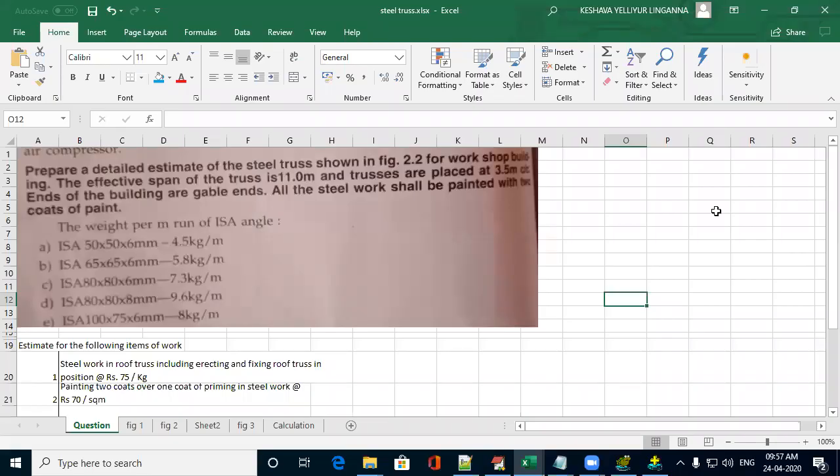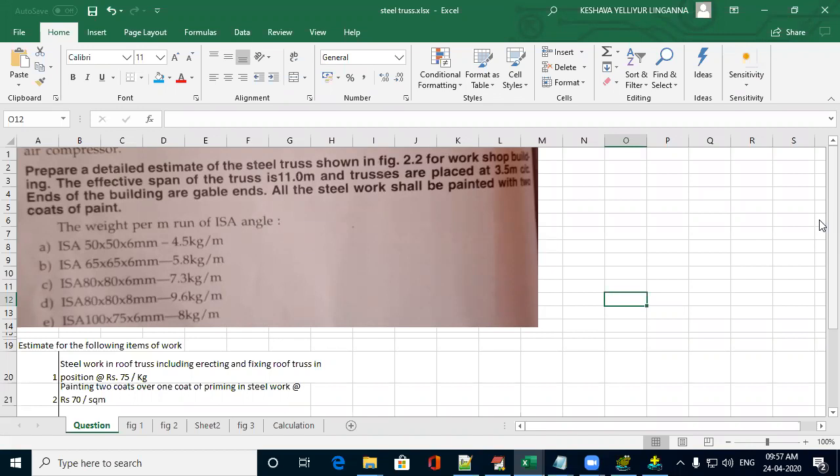Dear students, today we will be learning about estimation of steel truss. This is the given question. Prepare a detailed estimate of the steel truss shown in the figure for the workshop building.